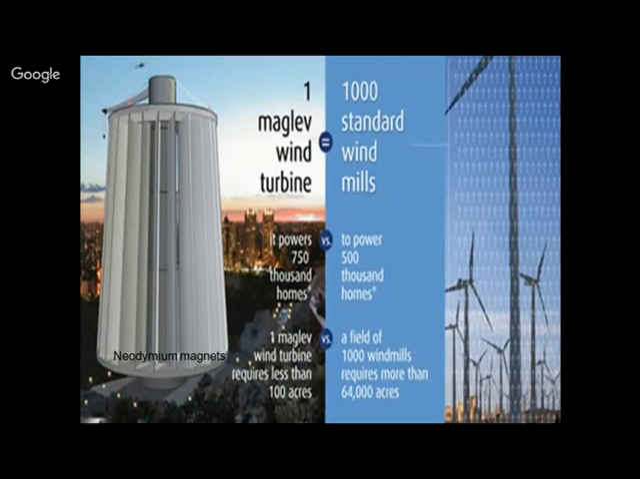As we were just talking, one windmill can give a maximum of 5 megawatts. In case we take 1 megawatt, think about it, 1000 megawatts is equivalent to one magnetic levitation wind turbine. This magnetic levitation wind turbine uses 100 acres. The windmills we have seen here, the conventional ones, take around 64,000 acres. So within 100 acres itself, it's a very big arrangement, and this magnetic levitated wind turbine can power around 750,000 homes. And around 1,000 standard windmills can only power 500,000 homes.